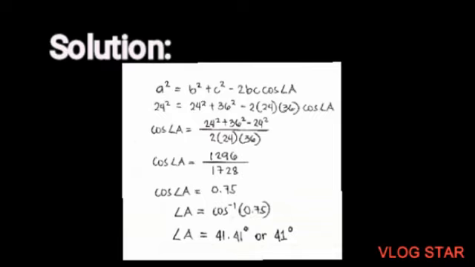Therefore, we are going to use the formula A squared is equal to B squared plus C squared minus 2 times B times C times the cosine of angle A. Then, change the sides to their corresponding measurements. Then, we come up with the answer 41 degrees.